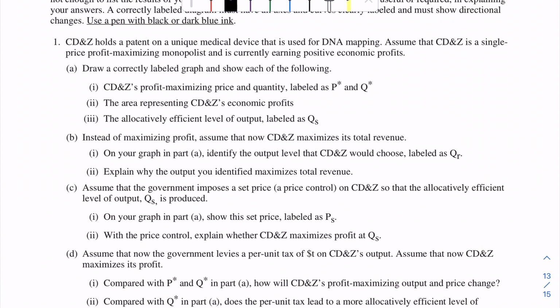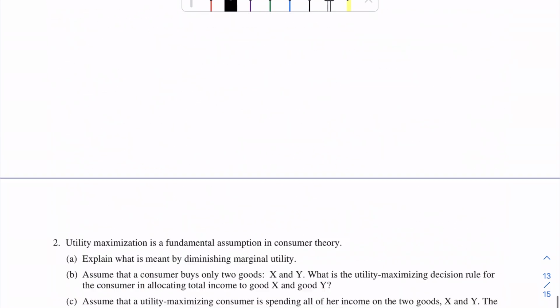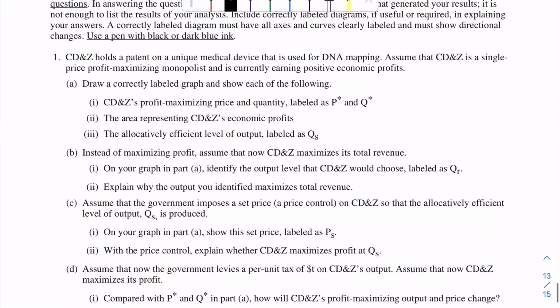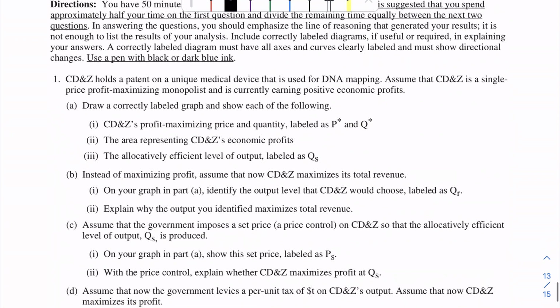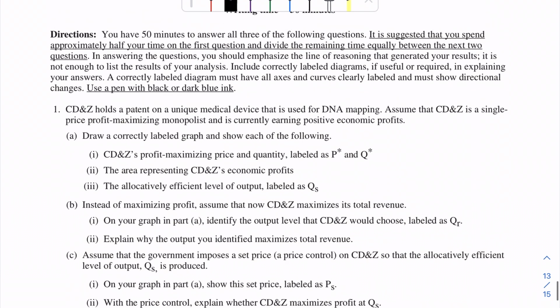So here we go. The first thing we need to know about these questions is that you have 50 minutes to answer all three of these questions. So one, two, and three. In this video, I'm just going to be doing number one. My suggestion is that you try and do as much as you can on question one. Most of your points on the exam will come from question one, so spend most of the time that you have on question one.